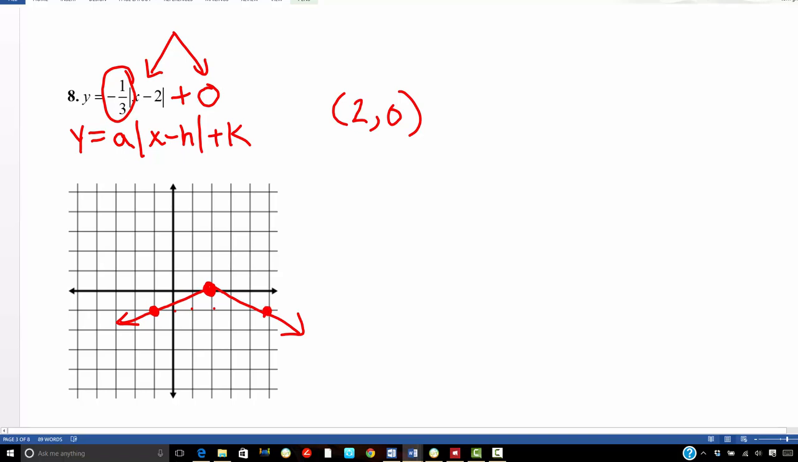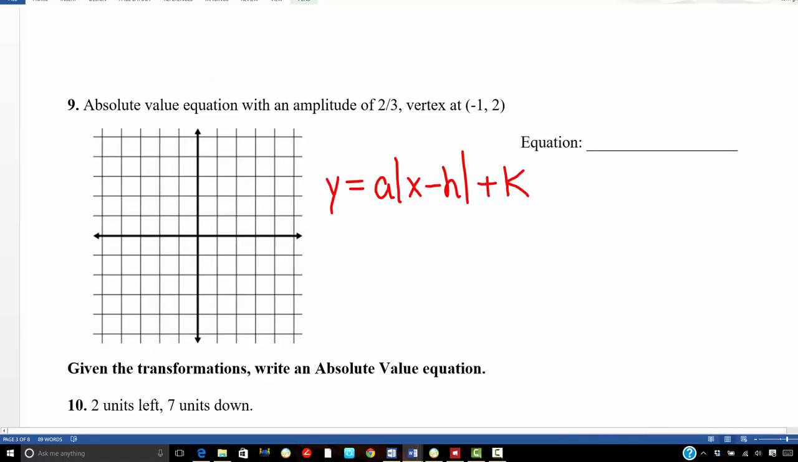All right, on number 9, they give us some information about an absolute value equation. We need to first come up with the equation and then graph it. So they give us the amplitude as 2/3. It's not reflected about the x-axis, so that means it's a positive 2/3.